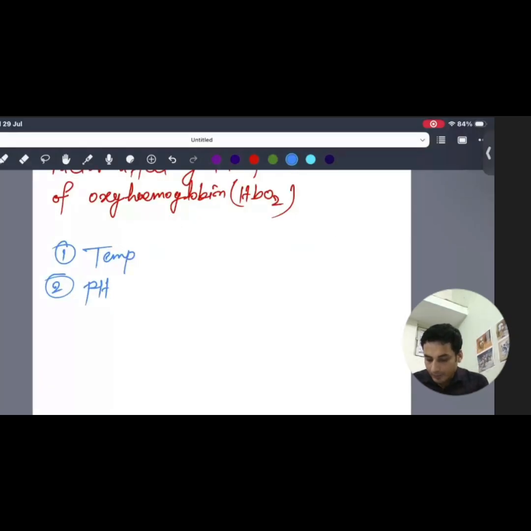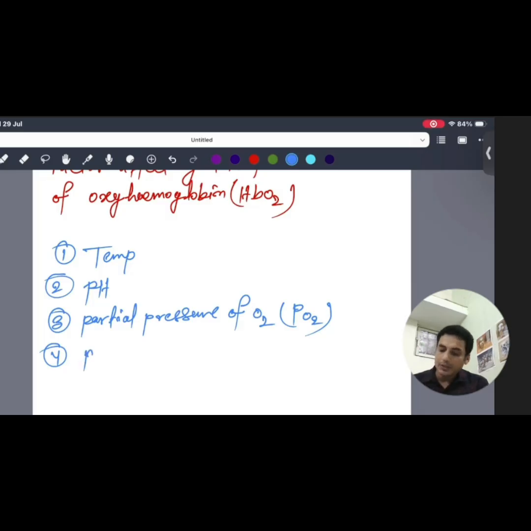Partial pressure of O2, you can say PO2. The fourth factor is the partial pressure of CO2, PCO2. You can write here PCO2.